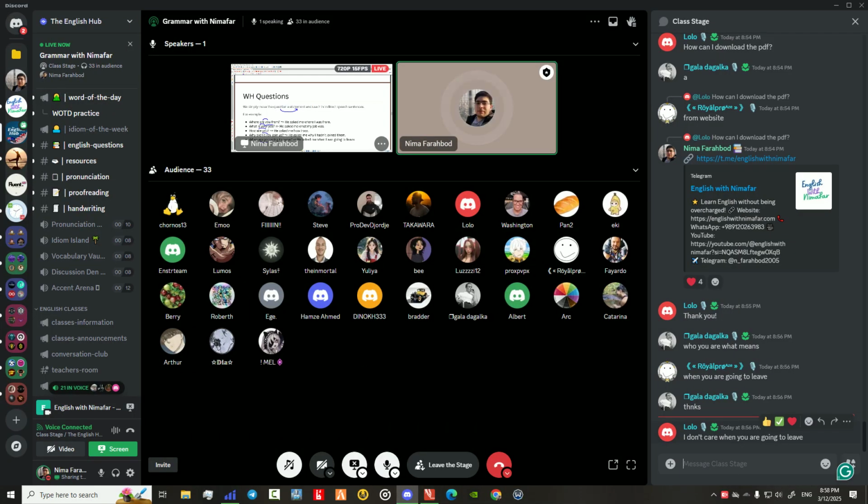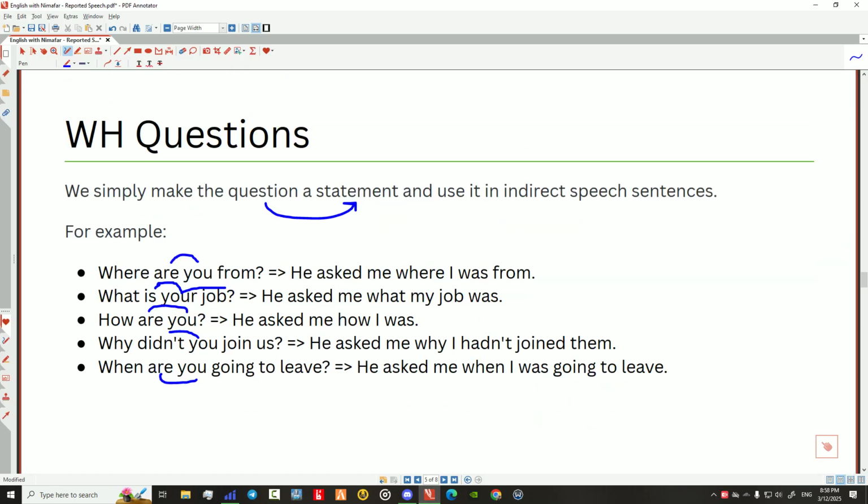This part is confusing. I can say that. This is a bit confusing. But this is how it works. First, this is the first step: question to a statement. Then the whole process you learned: pronoun, back shifting, adverbs, and so on and so forth.